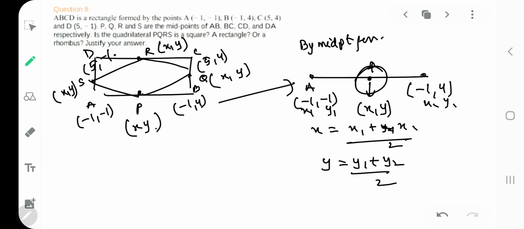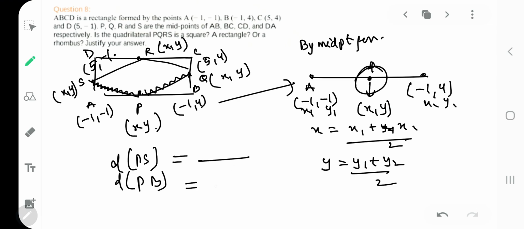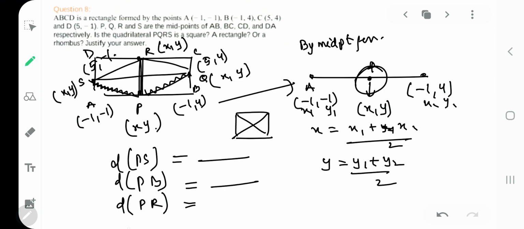Now, is it a square? To prove a square, you have to prove adjacent sides are equal. So once you have the coordinates, you have to find by the distance formula the distance of PS, and you have to find the distance of PQ. Getting my point? If both the distances are equal, that means the adjacent sides are equal. If all sides are the same, you can say this is a square. But a property of a square is that its diagonals are equal. So you also have to go for PR. You have to find the distance of PR and the distance of QS also.